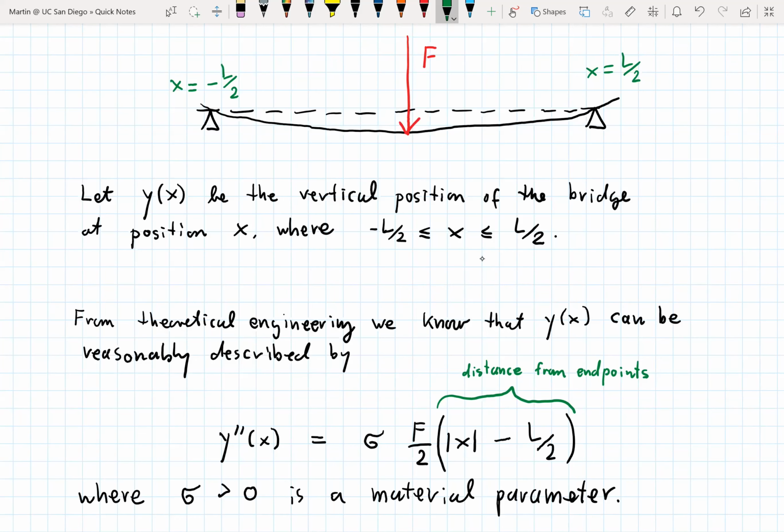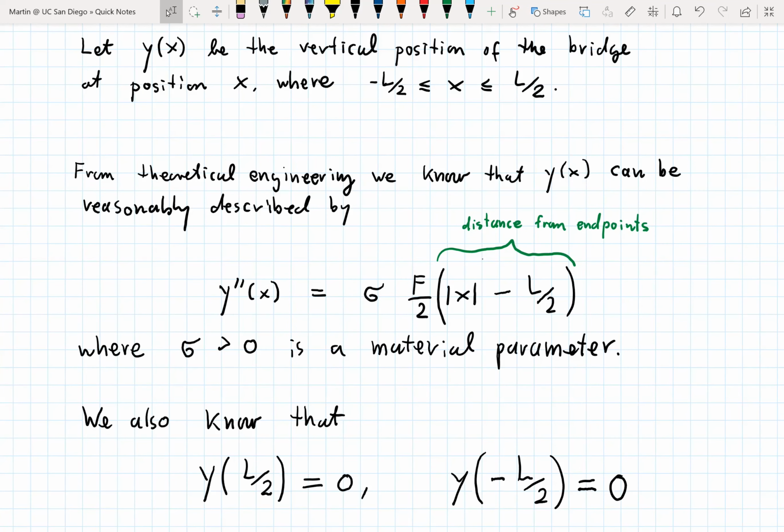So the bending of the bridge will be very strong in the middle, but it will be less towards the endpoints of the bridge. Okay, that's the differential equation. The differential equation itself does not tell us the precise solution, so we need some additional information. Namely, we have got two boundary conditions.